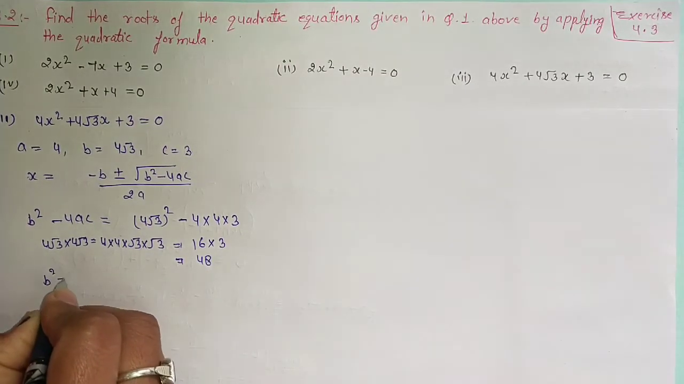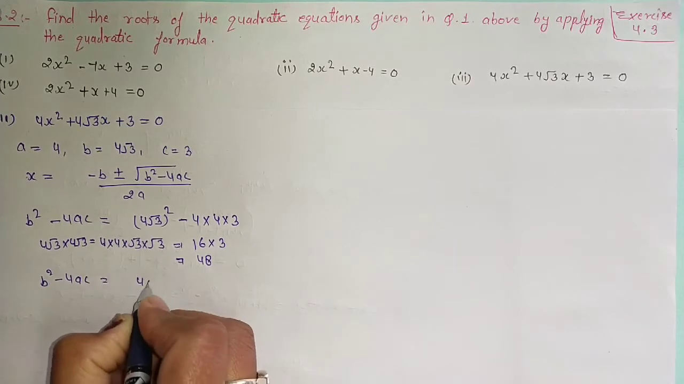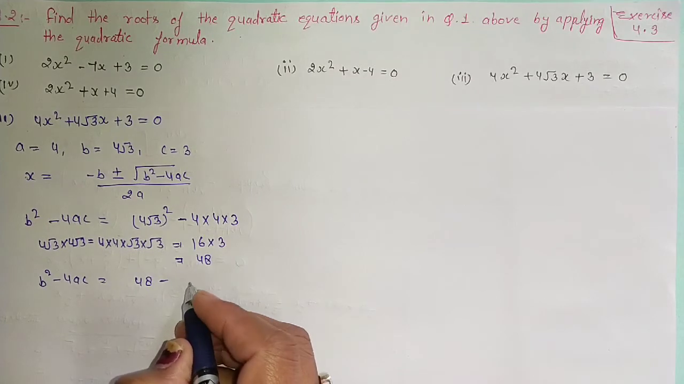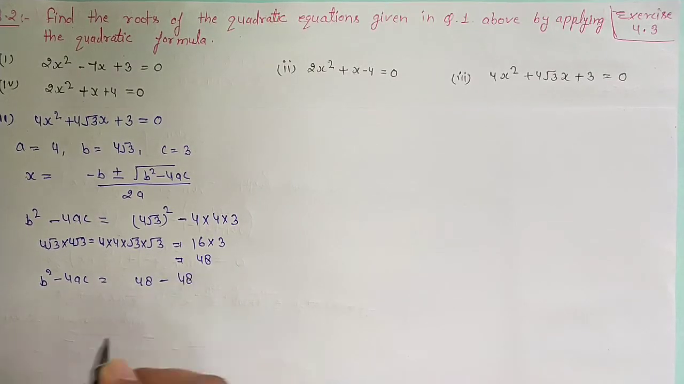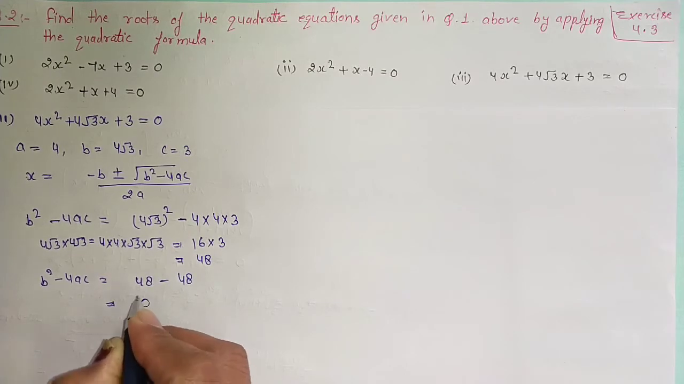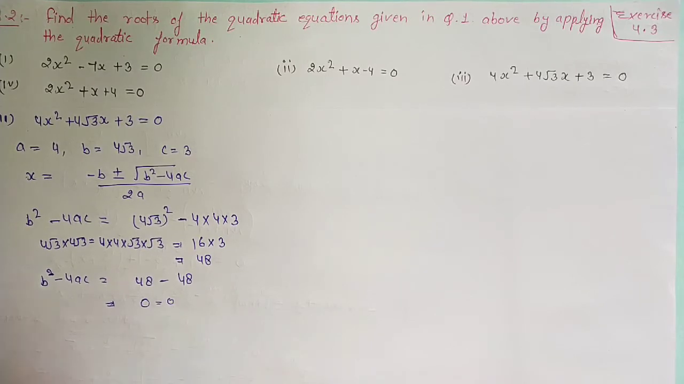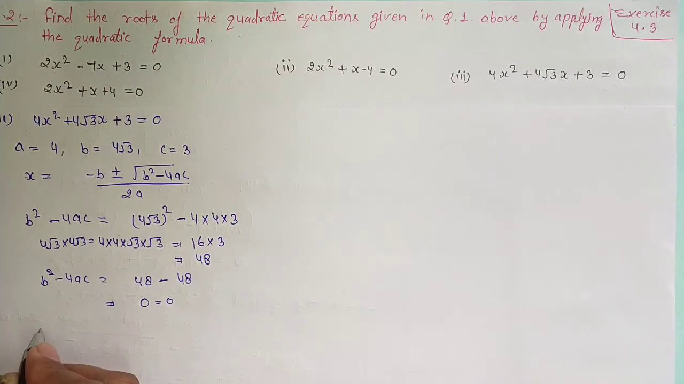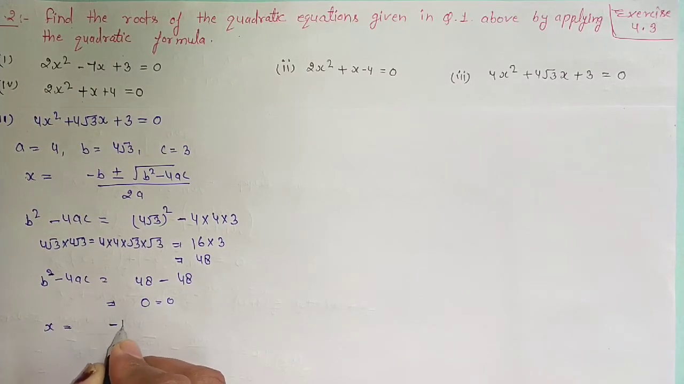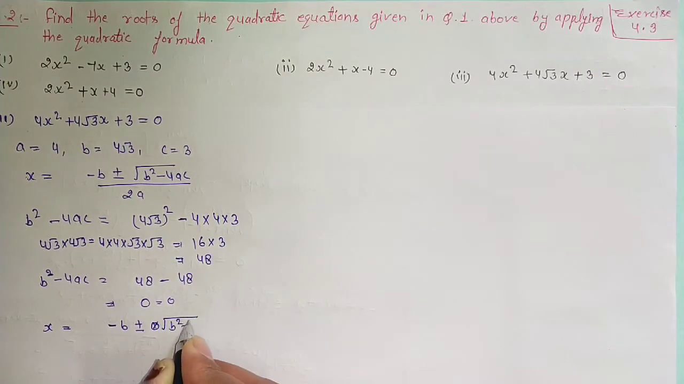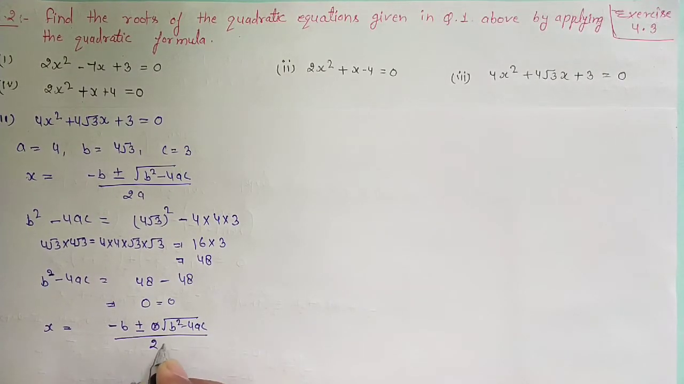Therefore, the value of b square minus 4ac is 48 minus 4 multiply 4, 16, and 16 multiply 3, 48. And 48 minus 48 is 0. Therefore, the value of b square minus 4ac is 0. Therefore, the root of given quadratic equation by quadratic formula is minus b plus minus root of b square minus 4ac upon 2a.